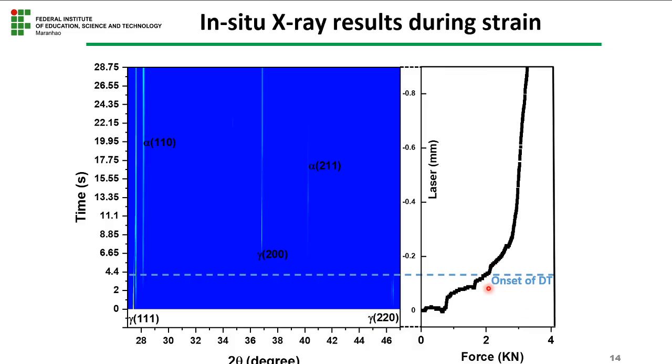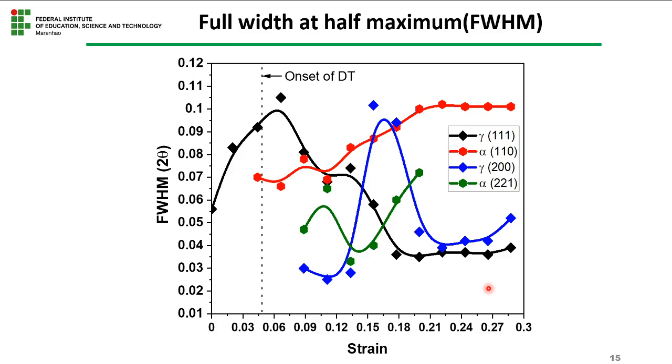So it means that the second derivative methodology is accurate, and this is also confirmed by the in-situ X-ray diffraction of the strain in the Gleeble machine coupled with the X-ray diffraction. We calculate the full width at half maximum to see the behavior of the planes. We forgot all the planes, so we focused only on those important planes of austenite and ferrite.